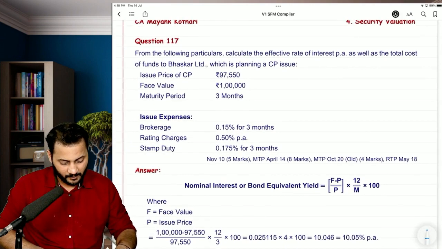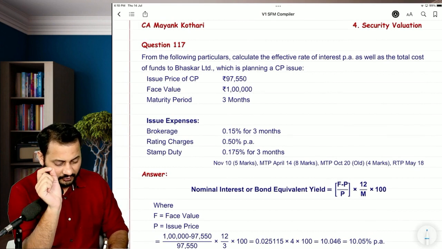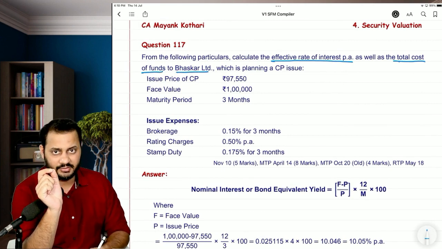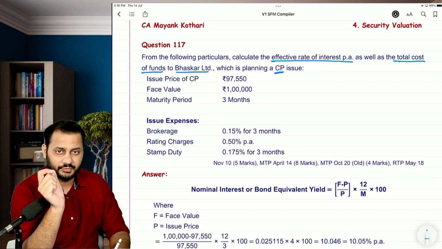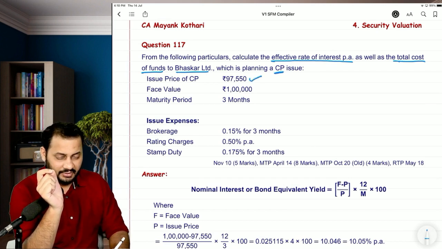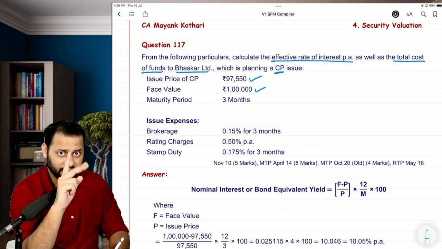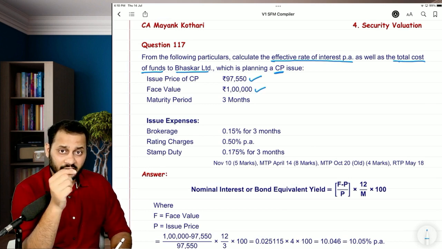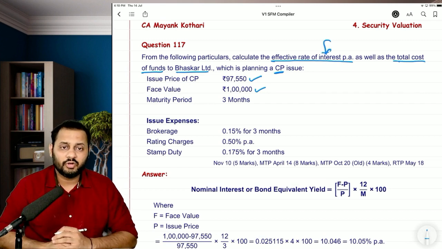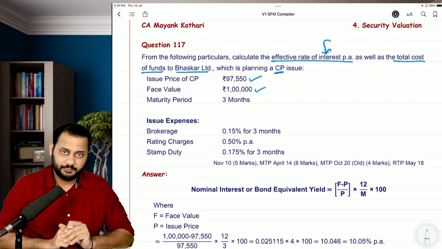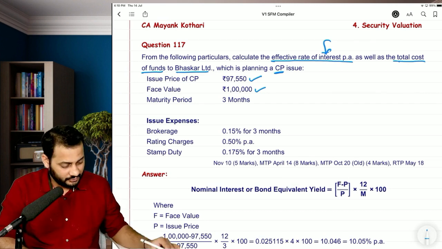117, have a look. From the following particulars, calculate the effective rate of interest per annum as well as the total cost of funds to Bhaskar Limited, which is planning a commercial paper issue. Issue will be done at 97,550. Face value will be 1 lakh. The difference between these two will be the income of the investor and interest cost for the company. How much? Let's have a look.